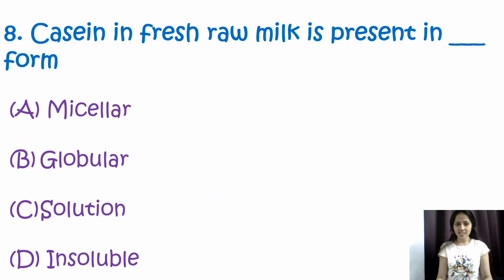Next, question number 8. Casein in fresh raw milk is present in the form of, so options are micellar, globular, solutions or insolubles. Casein in fresh raw milk is present in the form of micelles. So over here my correct option will be A, that is micellar. This micellar form of casein is crucial for various properties of the milk, like the texture, the nutritional quality, processing and other characteristics. So my correct option is A, that is micellar.